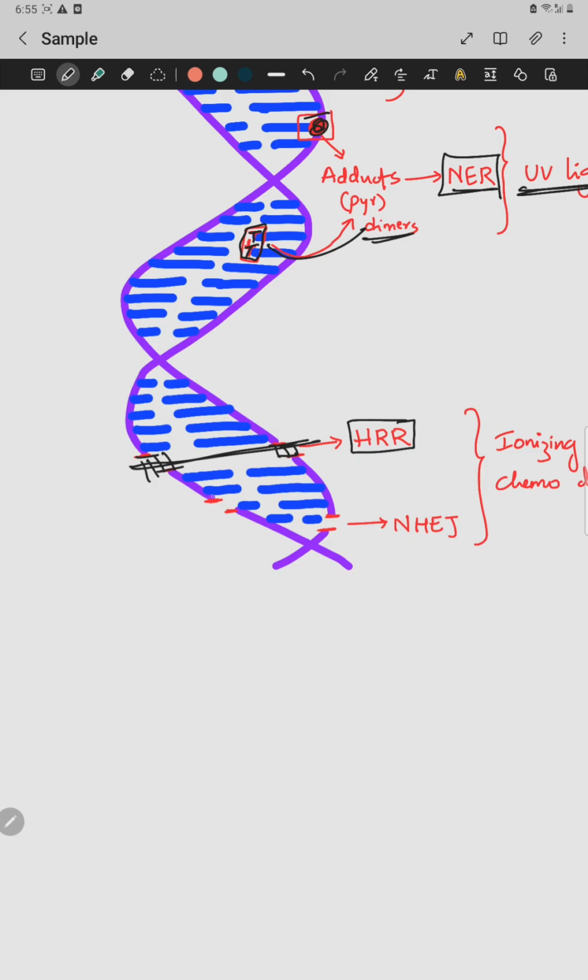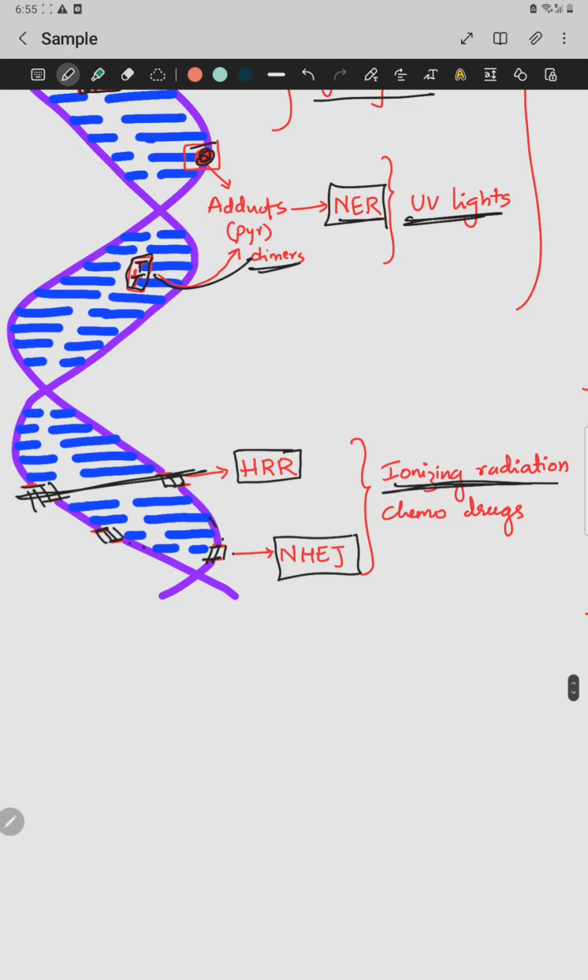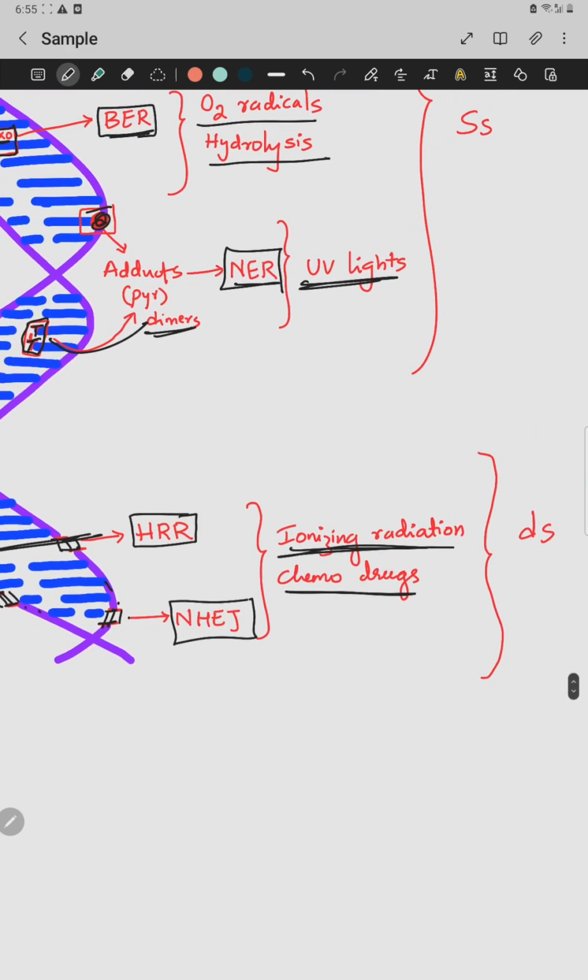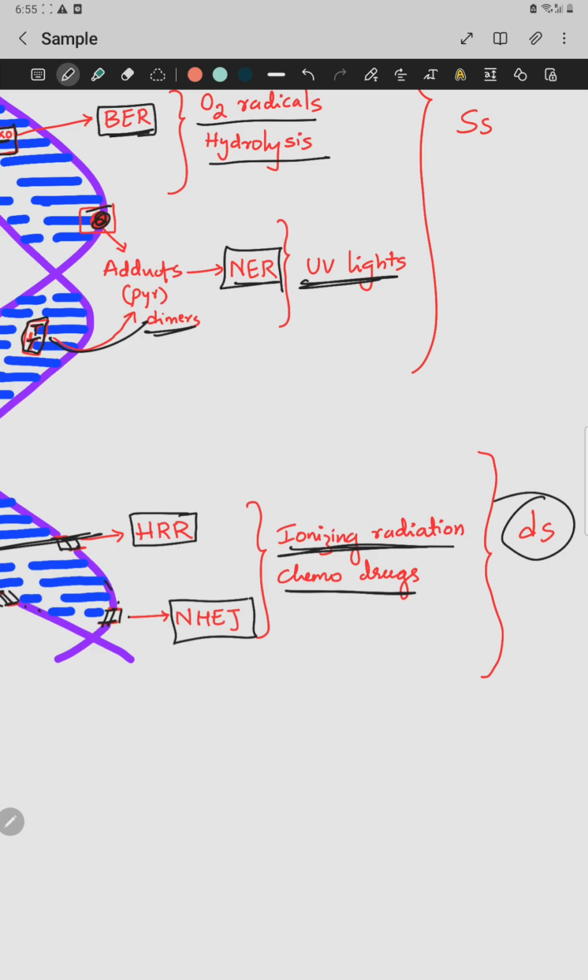Now here it is non-homologous. You can see this is earlier, here it is delayed. So here it has to join these ends, but it is non-homologous. So it is non-homologous end joining repair. These can happen due to ionizing radiation or anti-tumor drugs, chemo drugs, and so on. So these are the double strand break repair DNA repair mechanisms.